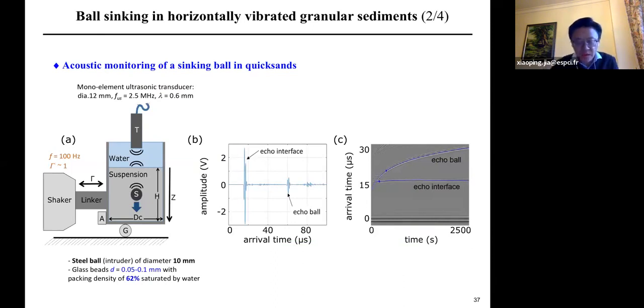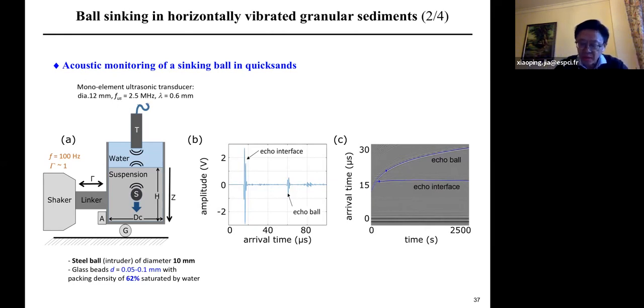More precisely, our granular suspensions are comprised of small glass beads, which settle down in water and compact under shaking. So all this preparation is under shaking. So we reach a very high solid fraction, the medium is very dense, and the steel ball is 10 millimeters. It's a very big one compared to the small beads, which are very small here. At the beginning, it rests at the surface. In other words, the sediment is stable, it's a kind of solid.